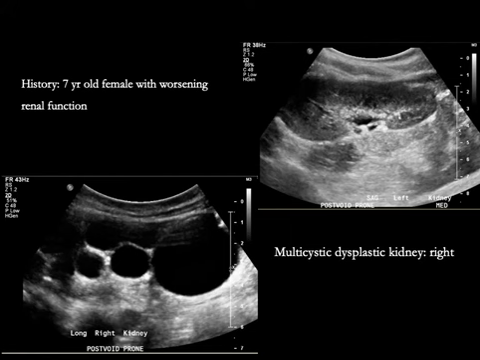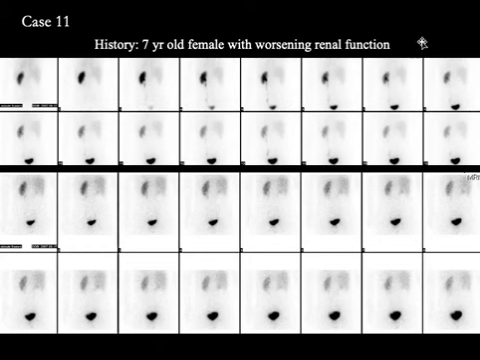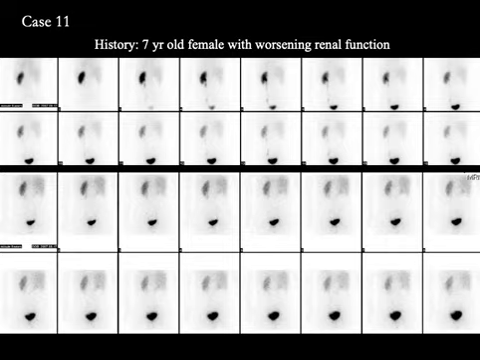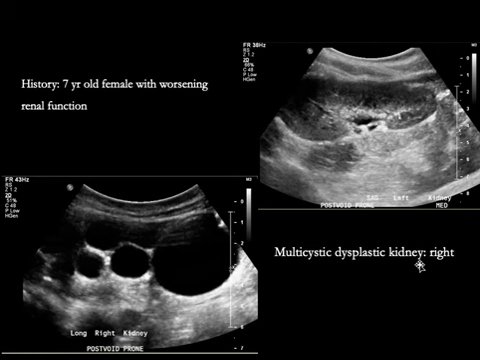Here is the ultrasound image on this patient. The left kidney, which we saw here as normal, is seen here as normal appearance on ultrasound. The right kidney shows these multiple cystic areas which are not communicating with the collecting system. And this appearance is consistent with multicystic dysplastic kidney. And the appearance on the renal scan is characteristic of MAG3 findings in a patient who has multicystic dysplastic kidney.